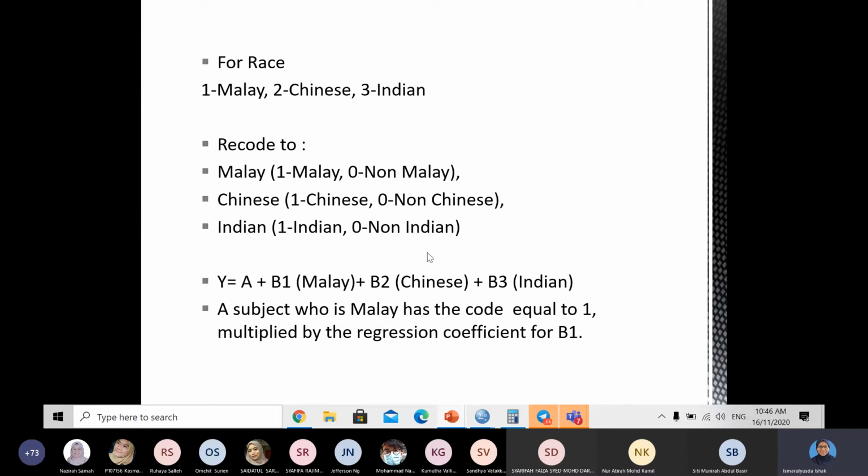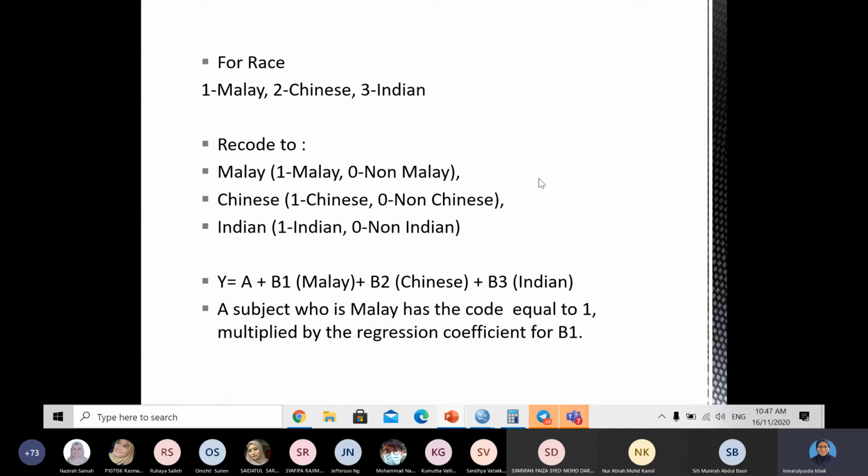So in your equation, it will be like this: Y plus A plus B1 for Malay plus B2 for Chinese plus B3 for Indian. So when you want to predict a Malay subject, you can include 1 here for Malay, and the other ones, Chinese 0 and Indian 0. So your equation will be for Malay. So you have to make sure you do the dummy coding.